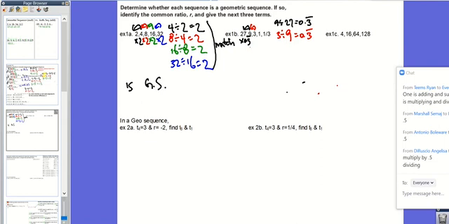Okay, here. Green, 1 divided by 3 is equal to 0.3 repeating. And 1 over 3 divided by 1 equals 0.3 repeating. So you're multiplying by 0.3 repeating each time. It is a geometric sequence.